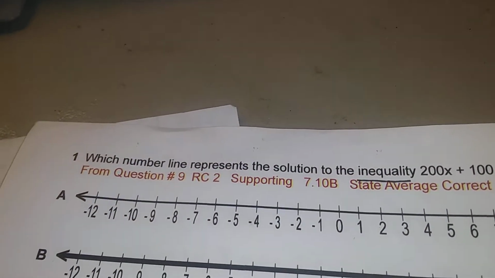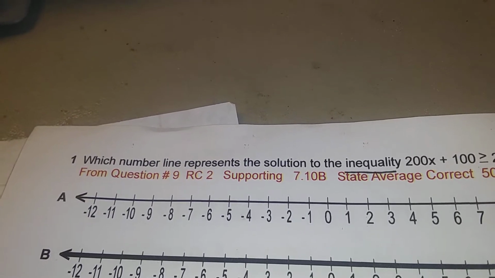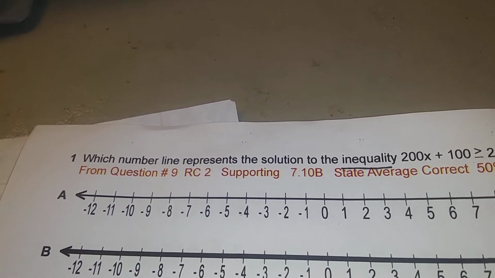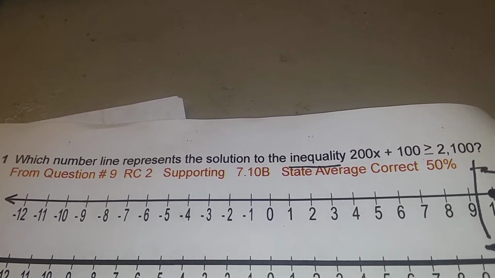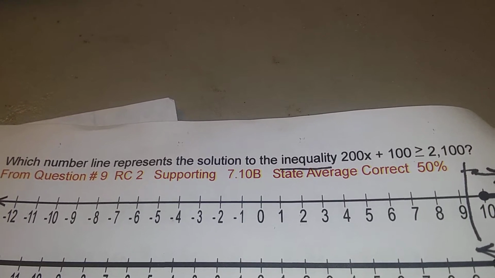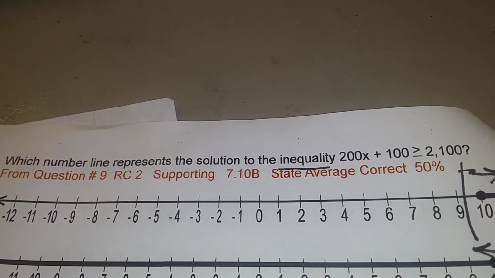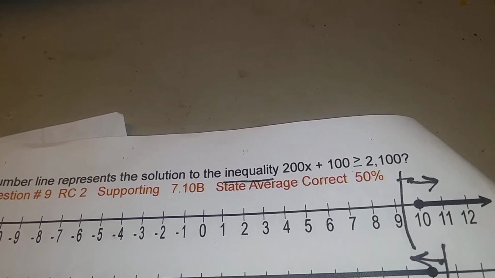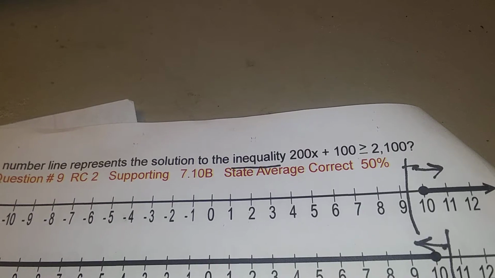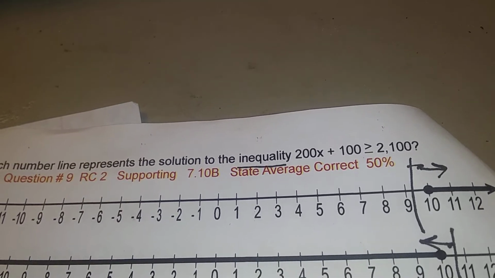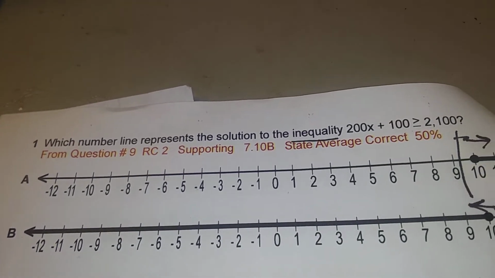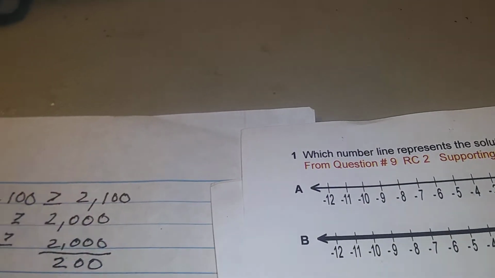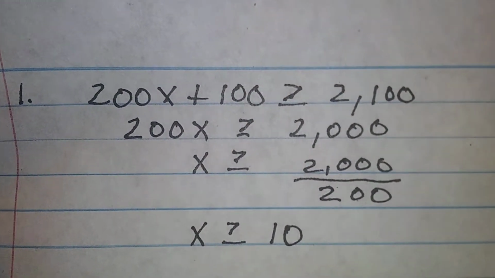This came from question number 9 from last year's 7th grade test, reporting category 2. It was a supporting standard, student expectations 7.10b, and only half the students in Texas had the endurance to be able to work out 4 problems and figure out which one of these 4 is true. So what I've done is I've worked it out for you already.